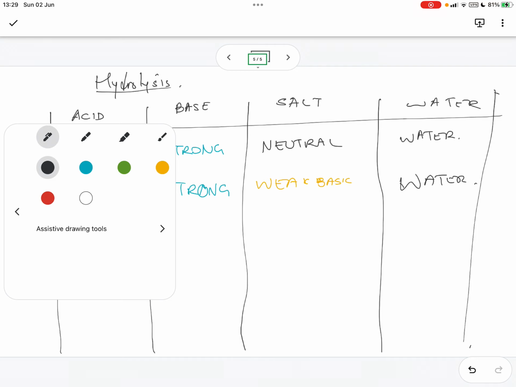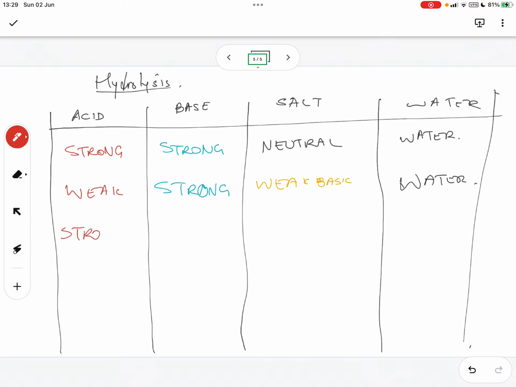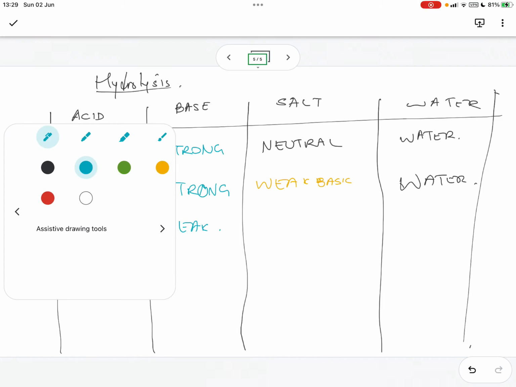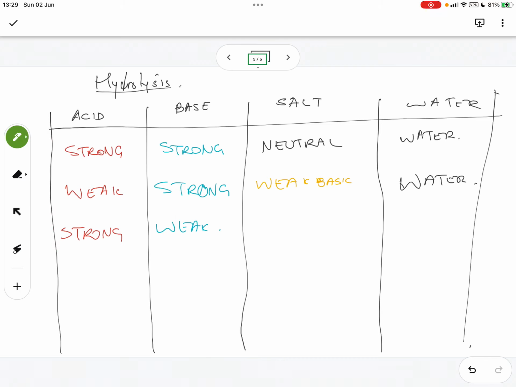If we have a strong acid, mara we have a weak base, ne? We will get a weak acidic salt and we will still have a water solution, ne? So we first need to check a substance, ne?